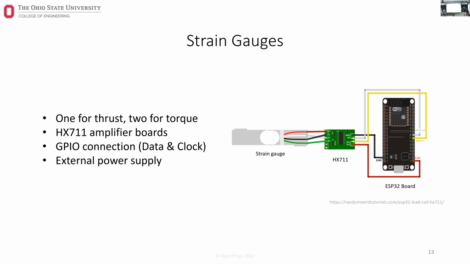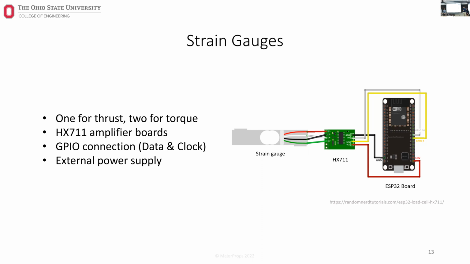The only difference from the previous test stand to our current new stand is that we're going to be using what's called an HX711 amplifier board. All that's going to do is take in the voltage potential coming from the load cell and translate that to a data and clock line coming out.